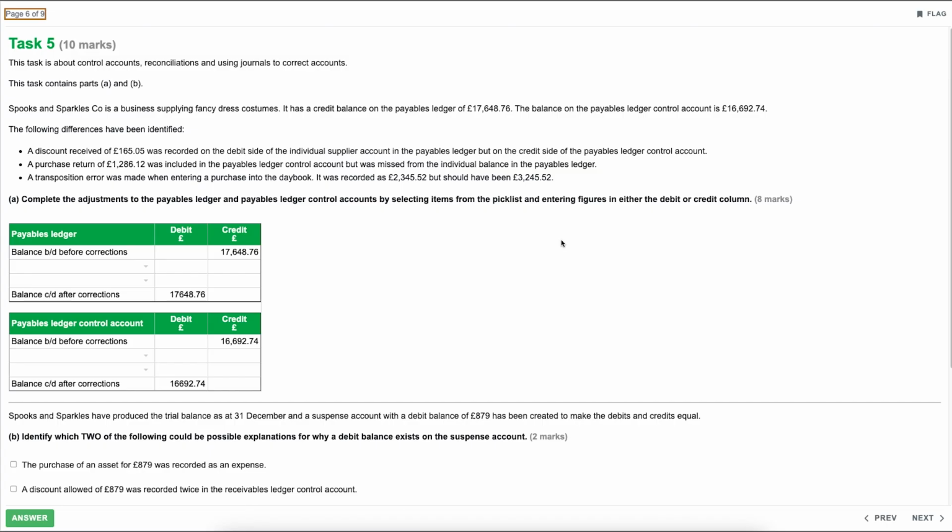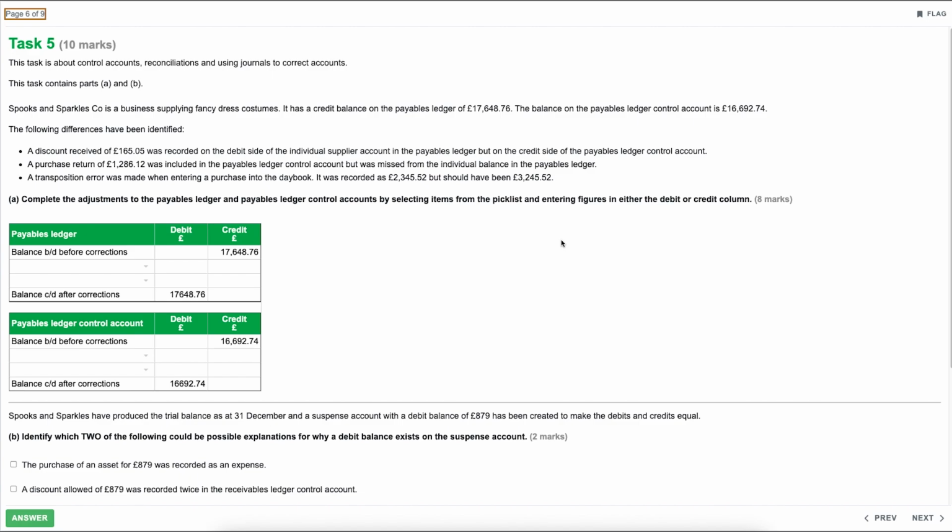So then, task 5 is worth 10 marks and is about control accounts, reconciliations and using journals to correct accounts. This task contains part A and B. Spooks and Sparkles Co. is a business supplying fancy dress costumes. It has a credit balance on the payables ledger of £17,648.76. The balance on the payables ledger control account is £16,692.74.